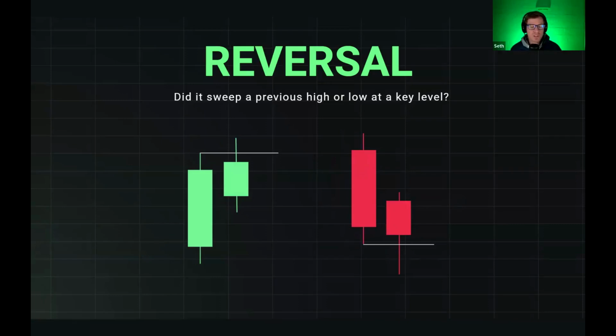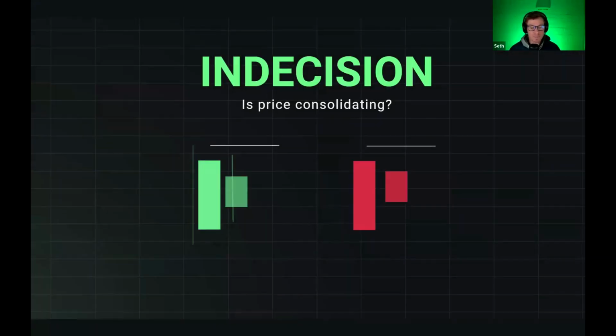And we've got our reversals. Did it sweep a previous high or low at a key level? So when price comes to a previous higher time frame candle high or low, and it sweeps that low, this is our reversal signature. So this will let us know that the bias in the market is actually reversing. We've gone over this a lot, but it's just nice to go over it in new ways.